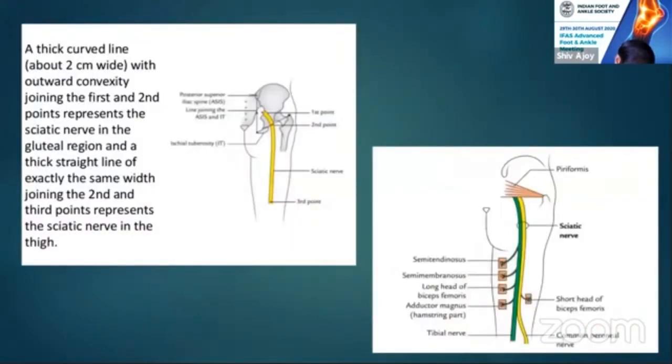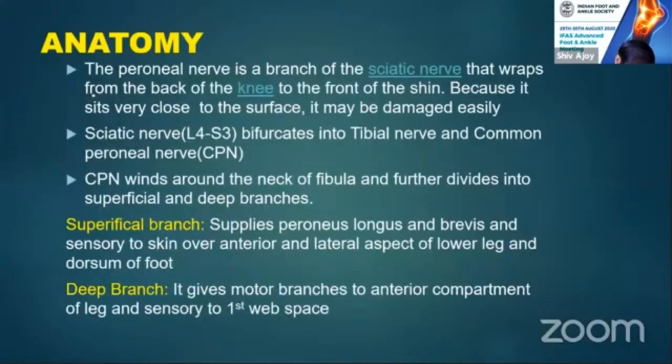So this is the diagram showing the path of the sciatic nerve, as we all know. The main anatomical feature is the peroneal nerve. It is a branch of the sciatic nerve. It wraps around the back of the knee to the front of the shin, the tibia. It sits very close to the surface, so it is commonly damaged.